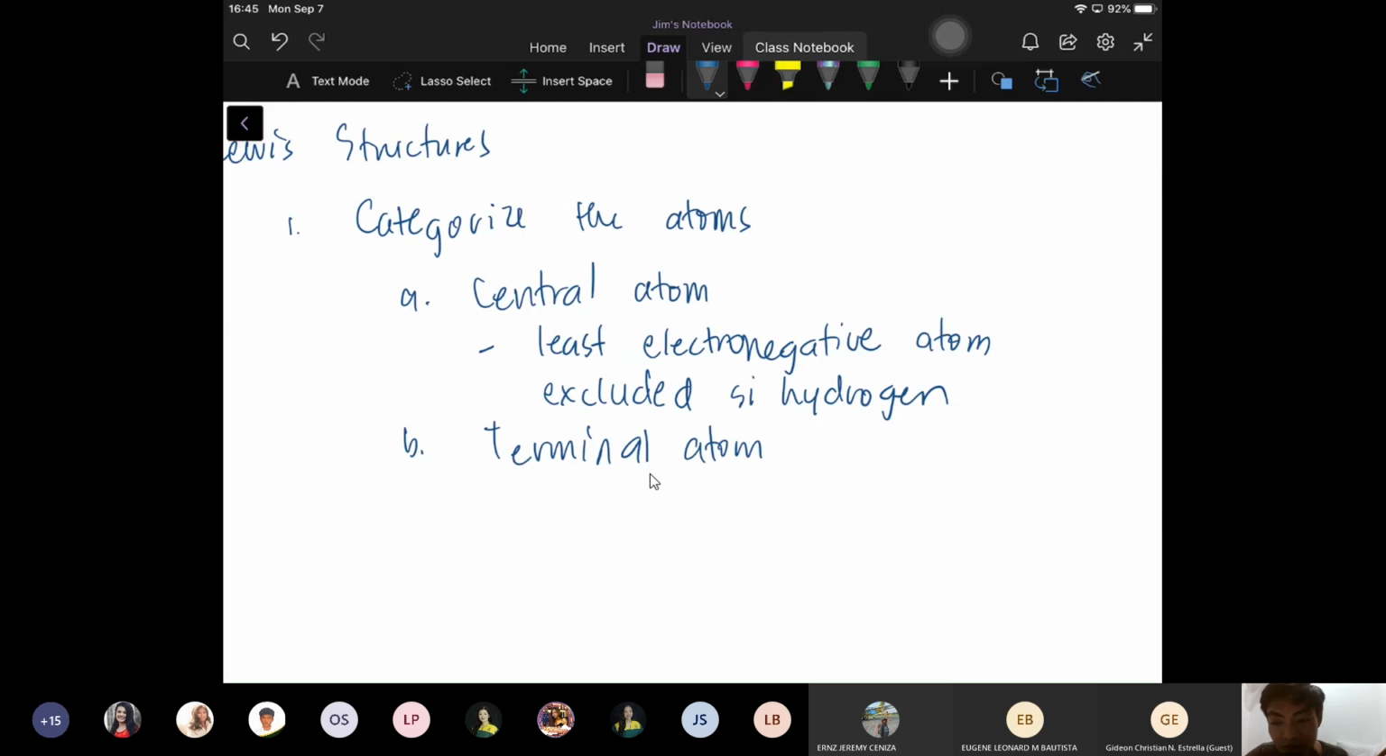How about the terminal atoms? Okay, so the terminal atoms are the more electronegative atom.